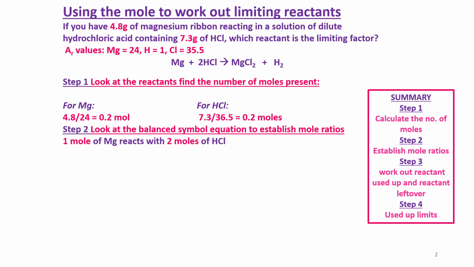In the balanced symbol equation, 1 mole of magnesium reacts with 2 moles of hydrochloric acid, but we don't have 2 moles of hydrochloric acid. We've got 0.2 moles of hydrochloric acid, and only 0.1 mole of magnesium can react with 0.2 moles of hydrochloric acid. So in this particular scenario, the hydrochloric acid will be used up or limiting, and the magnesium will be in excess or left over.